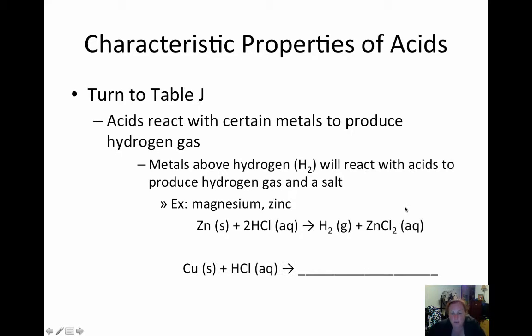So copper solid plus HCl produces what? Looking at table J, you can see that copper is beneath hydrogen, so you will not get this reaction. Here we would have no reaction. It doesn't occur spontaneously because it is below.